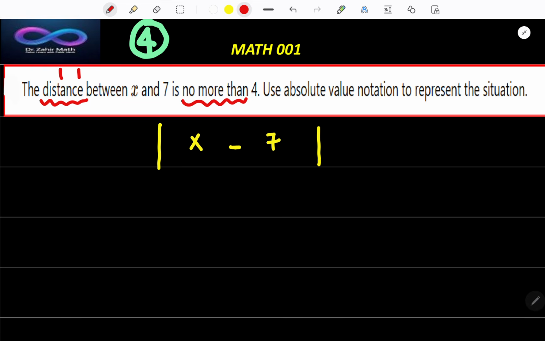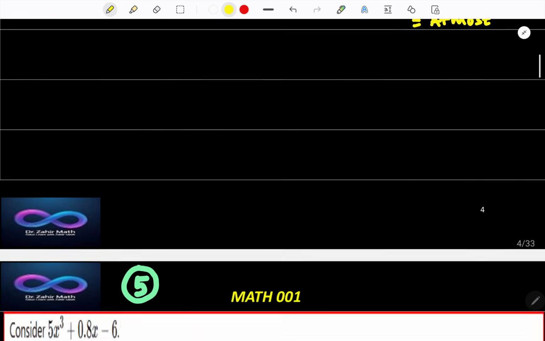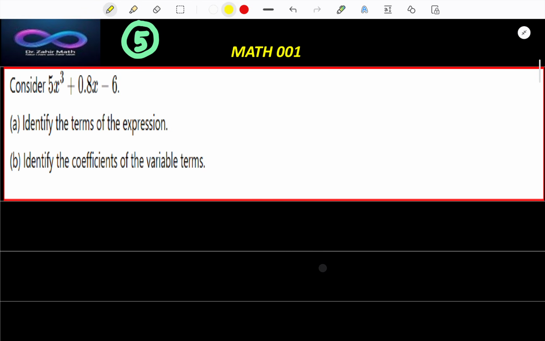No more than. No more than means what? Less than or equal to. Right. So no more than, less than or equal to 4. Clear? No more than. Another word is at most. I hope you remember. No more than is equal to at most. All these English words I gave you as one shot in the channel. So you can watch it also. Right. Let's go to the next question.